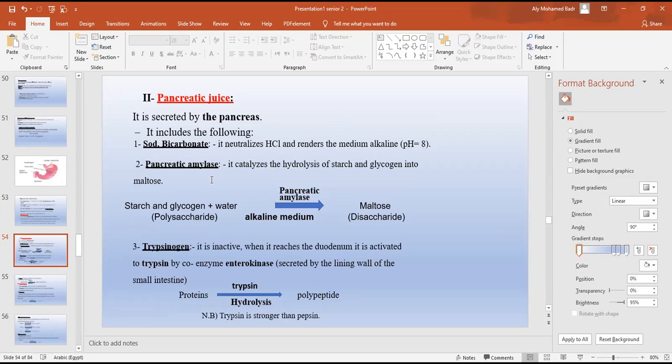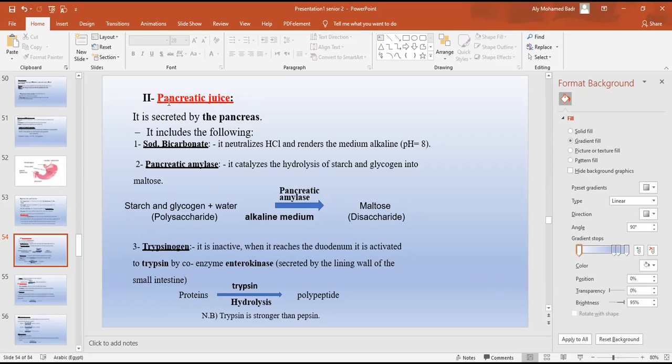Where the pancreatic amylase is similar to the amylase of the mouth, but it catalyzes the hydrolysis of starch and glycogen into maltose. Here the starch and glycogen, the larger molecules, are broken down by the help of pancreatic amylase in an alkaline medium. Still maltose, still a disaccharide.